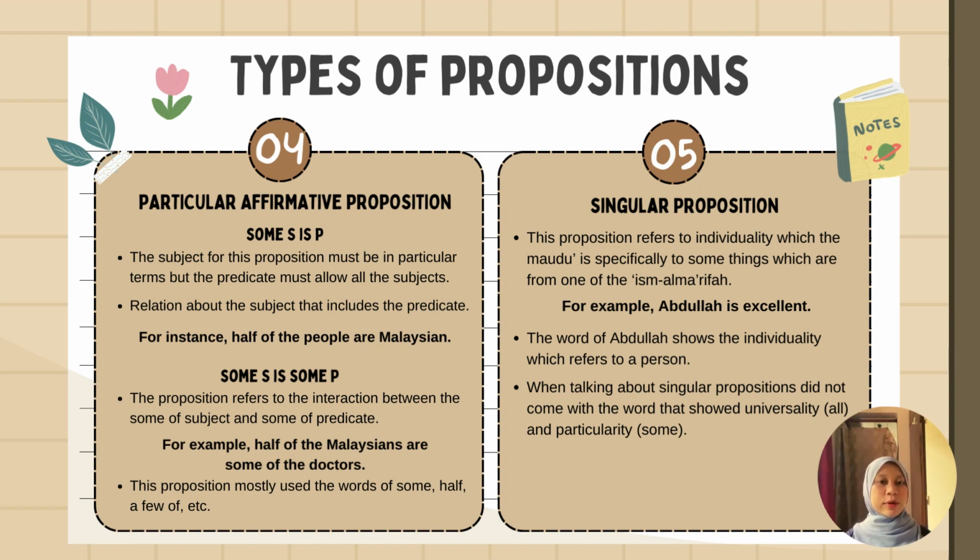The last type of proposition is the singular proposition. These propositions refer to individuality, in which the mawdu' is specifically something from one of the isim al-ma'rifah. For example, Abdullah is excellent, and the singular proposition here is Abdullah. The word Abdullah shows individuality, which refers to a person. And singular propositions do not come with any words that show universality, which is all, or particularity, which is some.